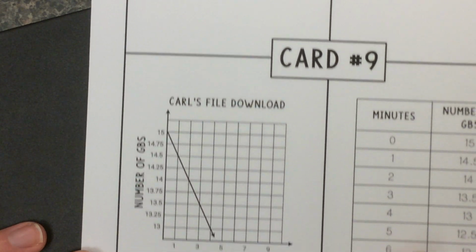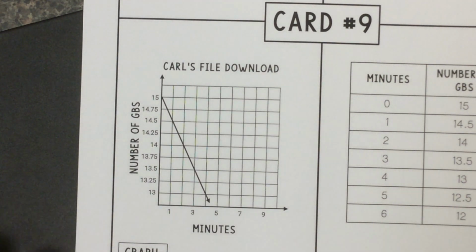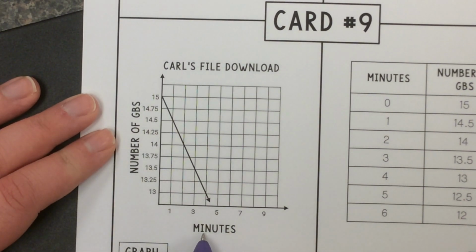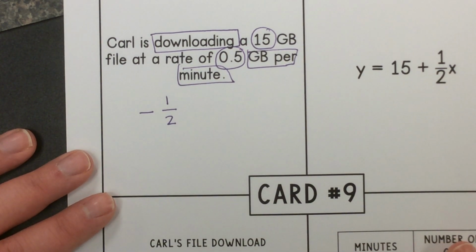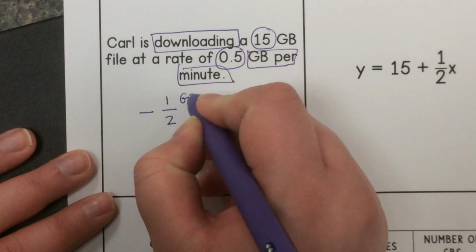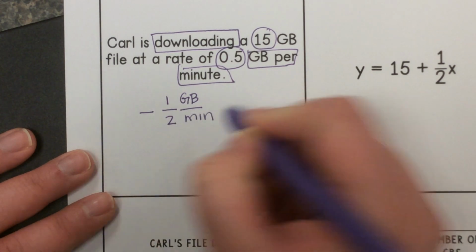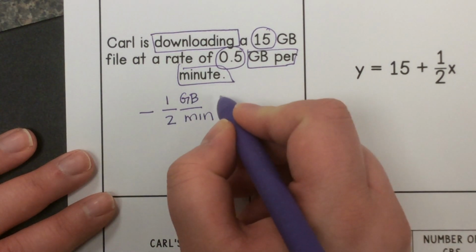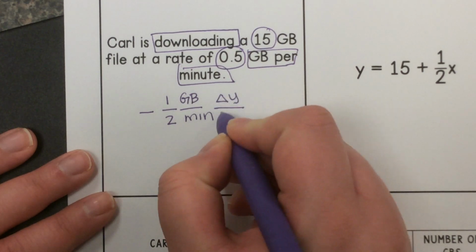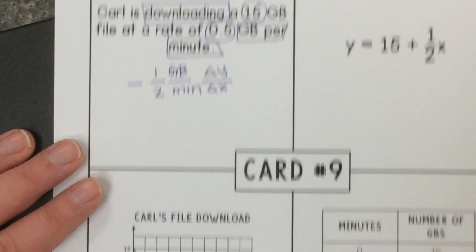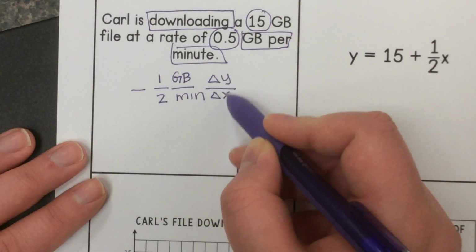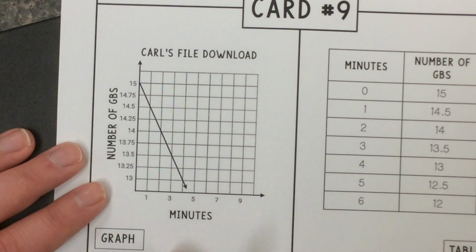Let's go to the graph and see if this shows -1/2 or it shows something else. See if we're going for a different answer. So here we have minutes, and we know this is gigabytes per minute, and we always know that slope and rate of change is change in y over change in x. Those triangles mean change in. So we should be looking for minutes on the x-axis and gigabytes on the y-axis, and I see minutes and I see gigabytes, so far so good.